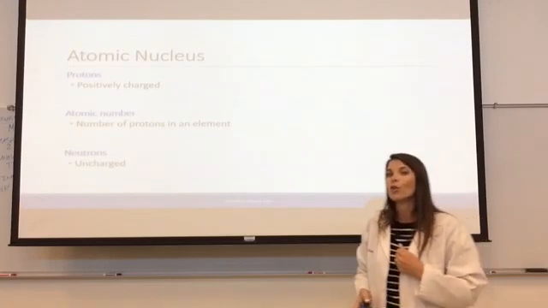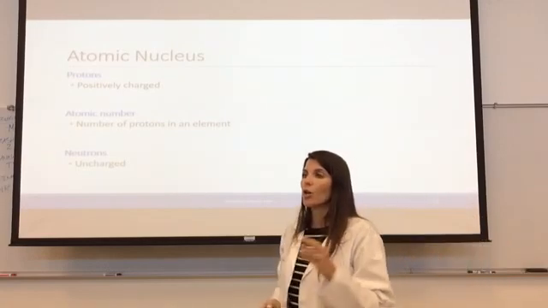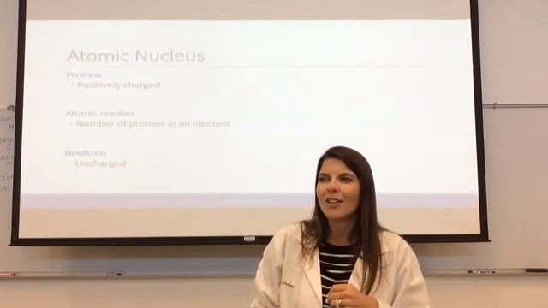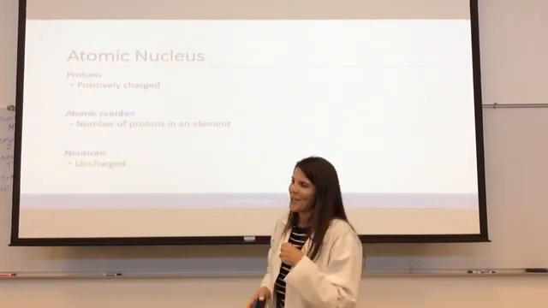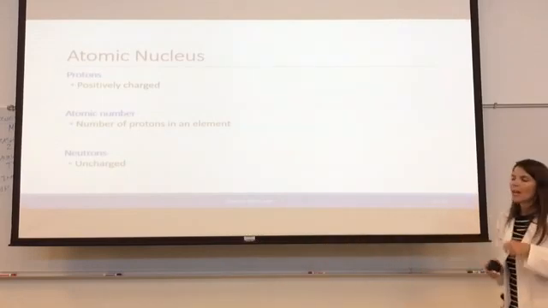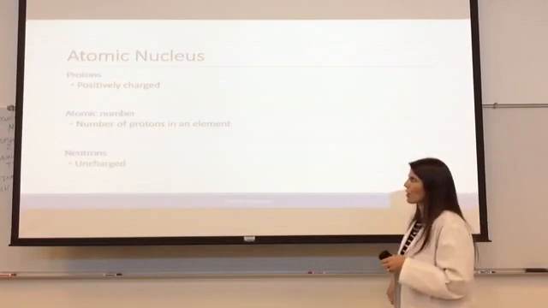Neutrons are neutral. Protons are positively charged. And electrons are negatively charged. Okay? So protons positive, neutrons neutral, and electrons are negatively charged.